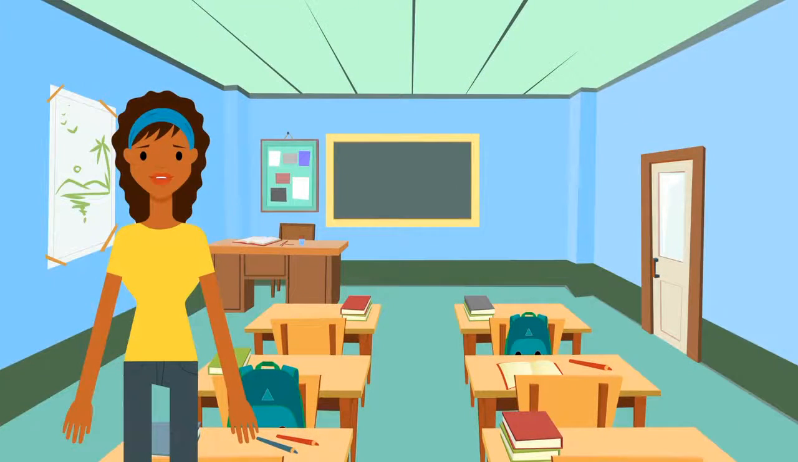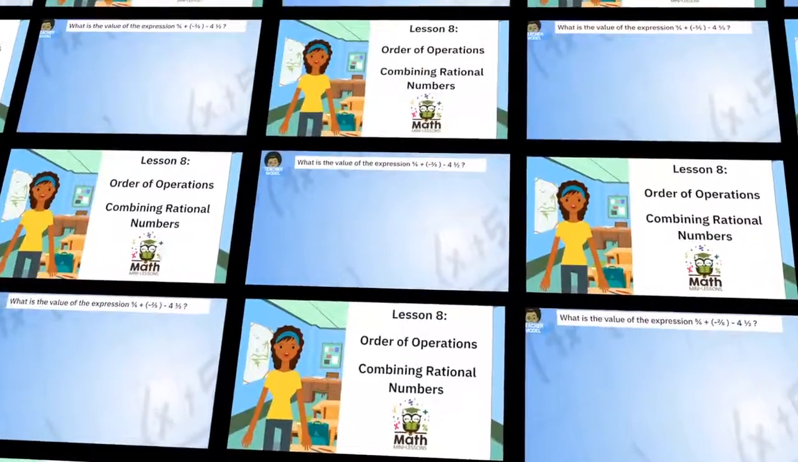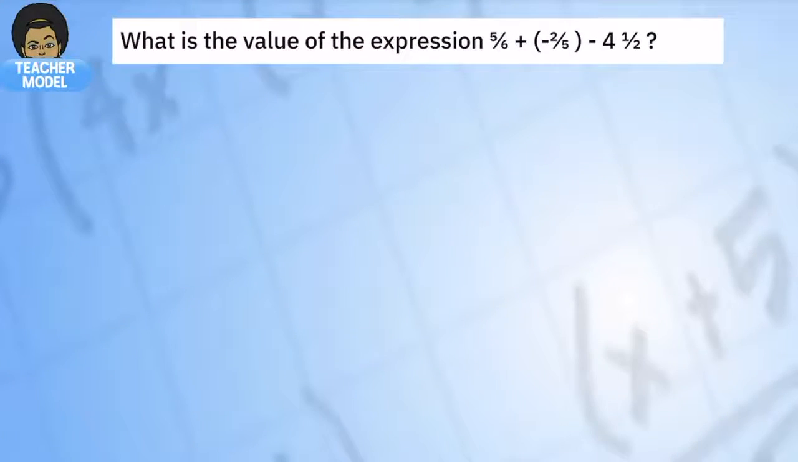Welcome to Math Mini Lessons, and in today's lesson, we're going to model addition and subtraction problems with positive and negative integers. Things are getting spicy, 7th grade. Here you have 3 fractions. One that has actually a mixed number, the other 2 are fractions.